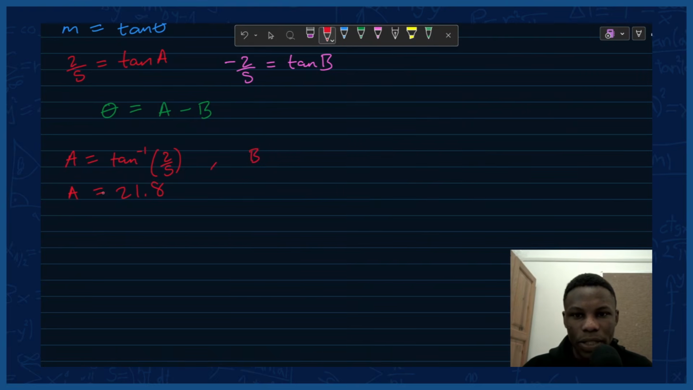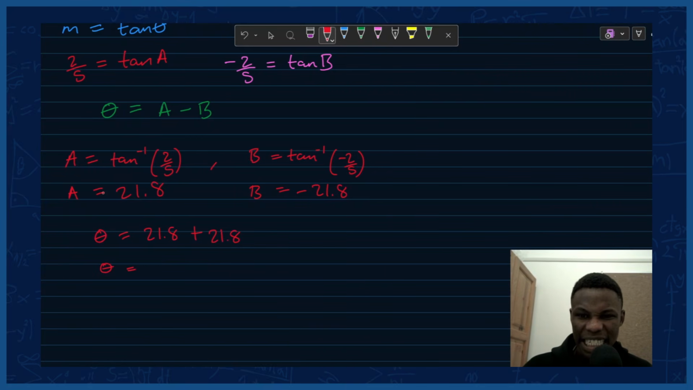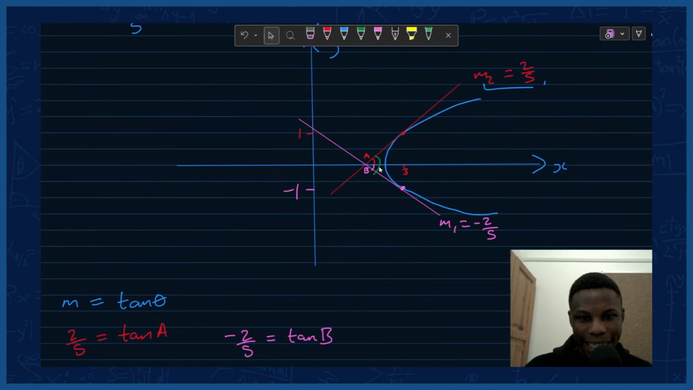So for B, we'd need to do arctan of negative 2 over 5. And so B would then be arctan of negative 2 over 5, which is negative 21.8. So we say theta is A minus B, so theta would then be 21.8 minus minus, so plus 21.8. So theta would then be, this is 21 plus 21, 42 plus 1.6, 43.6. So theta would be 43.6 degrees. That will be this green angle, which is the difference between A and B.